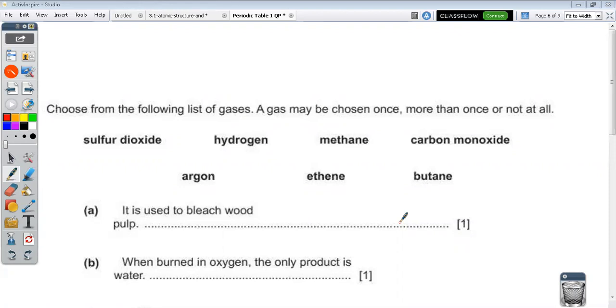Okay, choose from the following list of gases. A gas may be chosen once, more than once, or not at all. It is used to bleach wood pulp. So what is that? It is used to bleach.